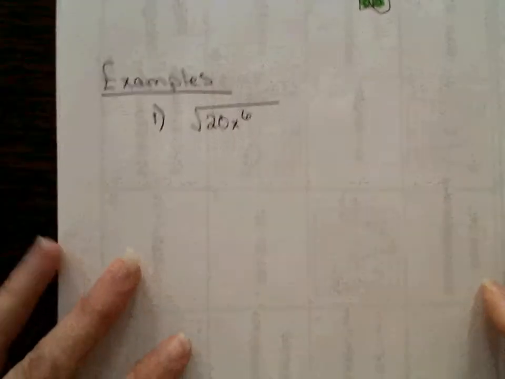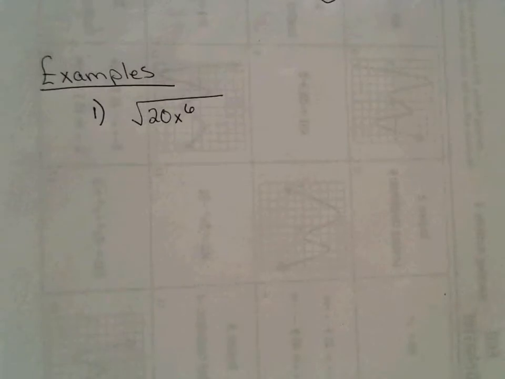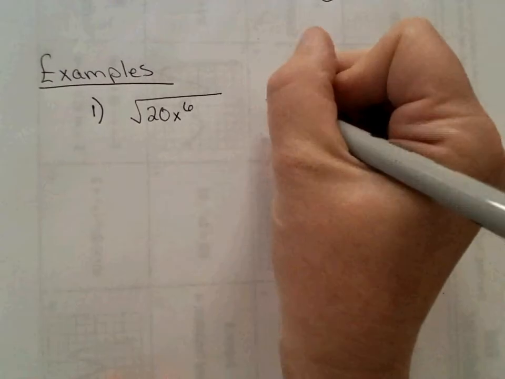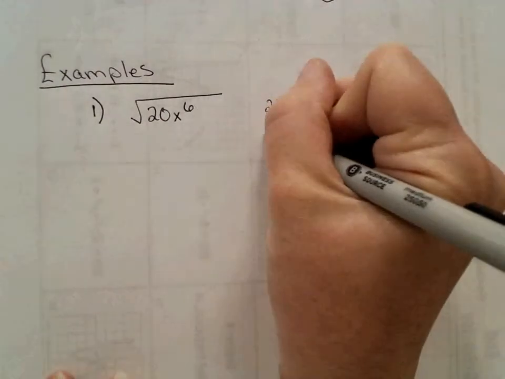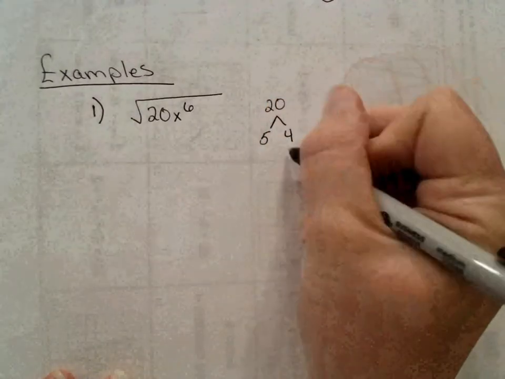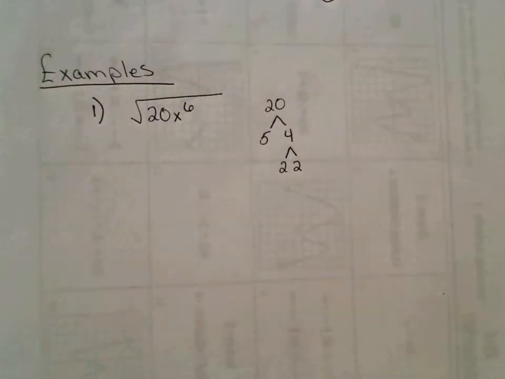Okay, so here's a problem. The square root of 20, and then you're going to have variables involved. X to the 6. Okay? So if you want to think about this, we need to show that factor tree for the square root of 20. So if I come over here, 2 numbers, 5 and 4, and then 4 would be 2 and 2. Couldn't we just do 2 and 10? You can do 2 and 10, and then 10 breaks down to 2 and 5. You will get the exact same thing.